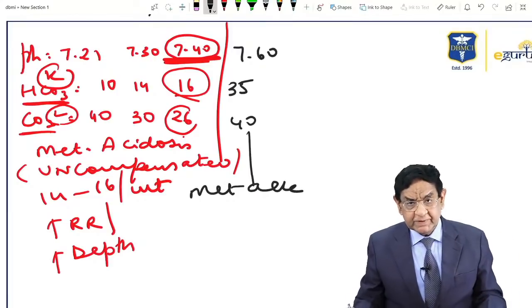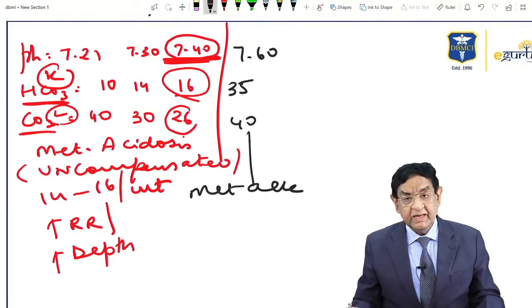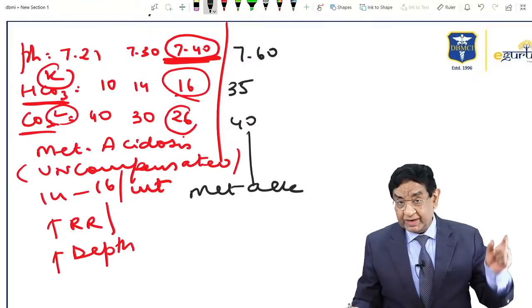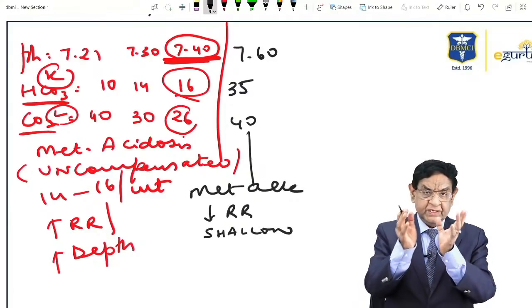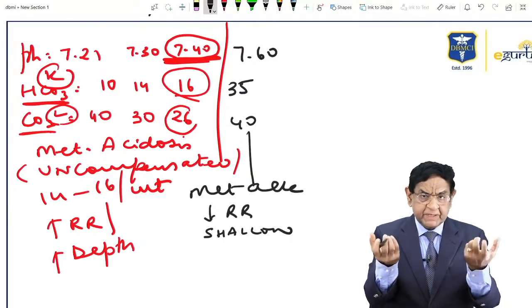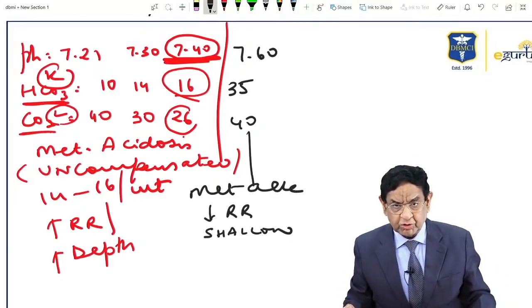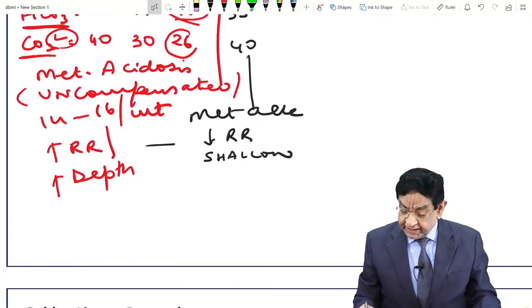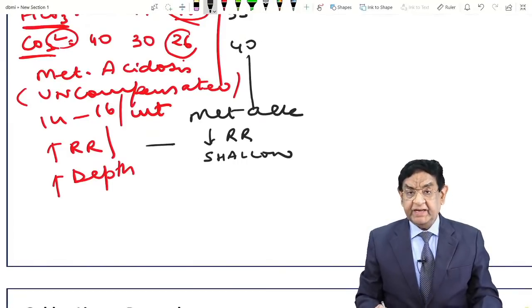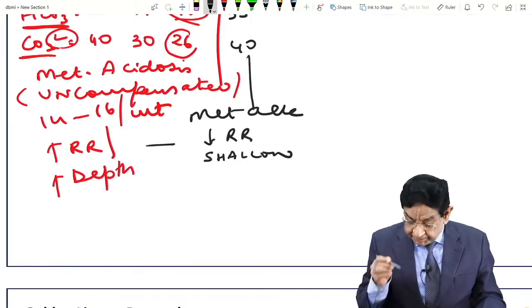Same story. The kidney is in trouble. Lungs will help. Now what will the lungs do? It will reverse. It will have a reduced rate of breathing and shallow breathing. The lung will have very slow breathing. The idea is to keep the CO2, so that CO2 should not go out. So it's exactly reverse. Here we have shallow breathing, whereas there we had increased breathing.